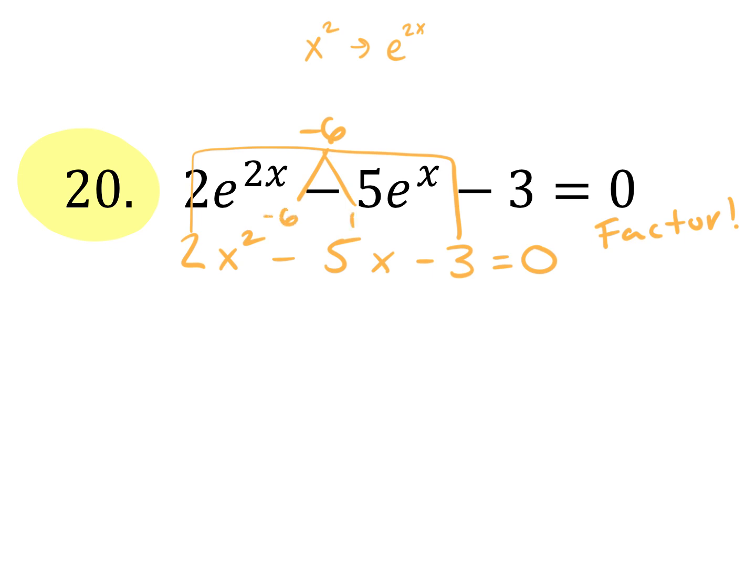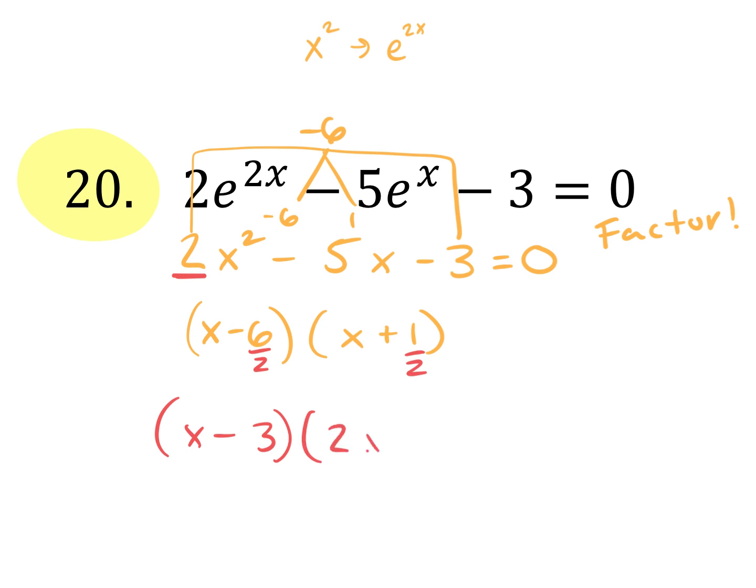Negative 6 and 1. Perfect. So x minus 6 and x plus 1. What do we have to do next? Divide by 2. So this becomes x minus 3 and 2x plus 1. But we're not actually talking about x here. We changed x to be e to the power of x. We changed e to the power of x to be x. So we got to change it back.